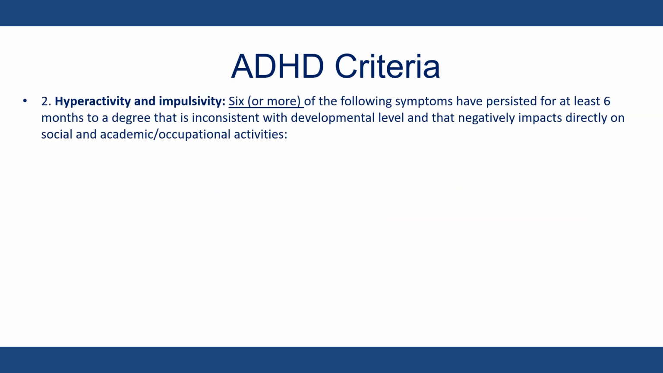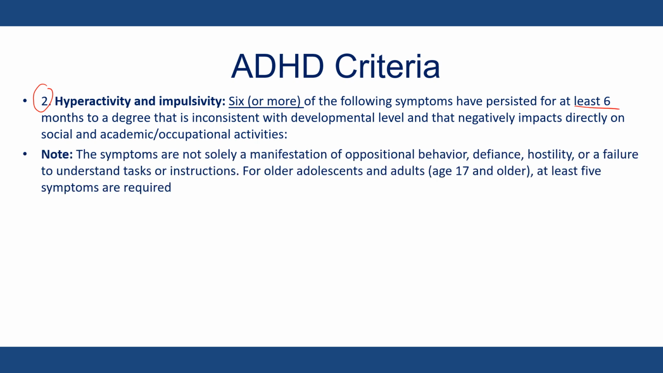All right. Now the second part, that was number one. Number two is hyperactivity and impulsivity. Now again, you need 6 out of the 9, and again, at least for 6 months in 2 settings. So the same rule applies, and same thing if it's age 17, you need just 5.